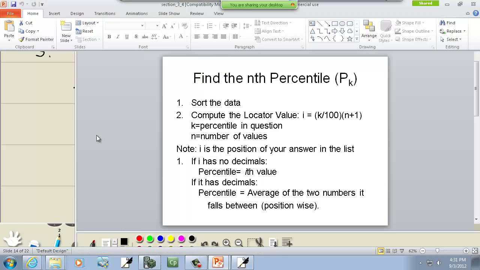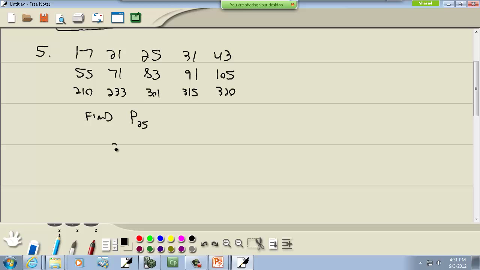Step two, compute the locator value. So i is equal to, and our formula says, k over 100 times n plus 1. Well, k is the one we're trying to find, the 25th, so it'd be 25 over 100 times n plus 1. Well, n, there's a total of 5, 10, 15, so we've got 15 plus 1. That should give us 4, but let me double check it. 25 divided by 100 times 16 is 4. So i is equal to 4.